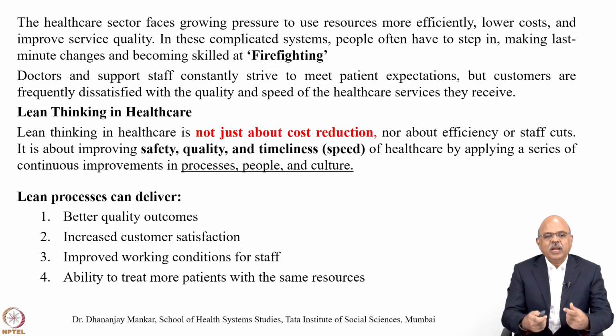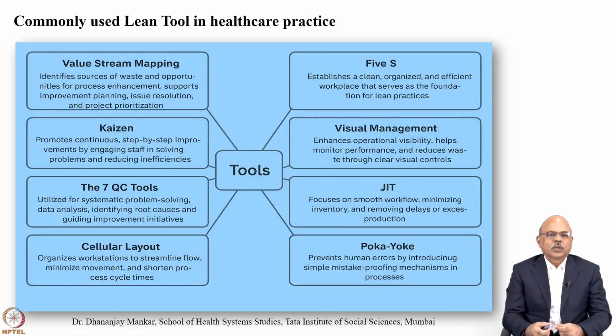So lean processes can deliver in various ways: better quality outcomes, increased customer satisfaction, improved working conditions for the staff, and the ability to treat more patients with the same resources. These are the commonly used lean tools in healthcare practice: value stream mapping, 5S, Kaizen, visual management, the 7 QC tools, the quality control tools, JIT, cellular layout, and Poka-yoke.